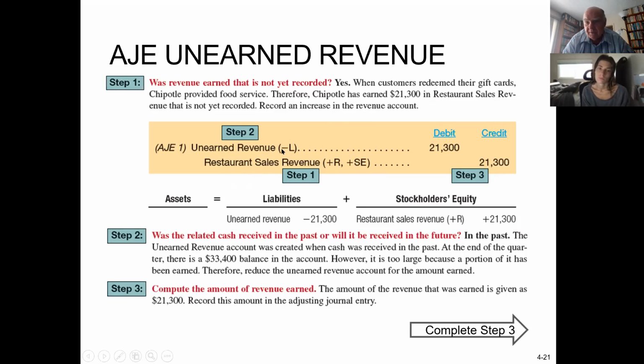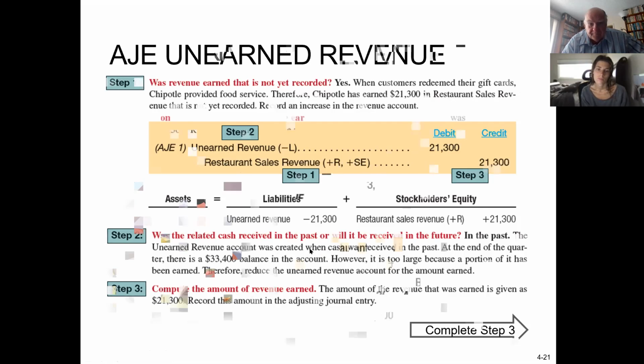We're reducing this liability and we're recording this revenue with a credit. And they're just going through some steps here. The unearned revenue account was created when cash was received in the past. And they're giving us a head start. They're saying at the end of the period, there was $33,400 in this unearned revenue account. That was the unadjusted amount. The month ended, and now we know $21,300 of gift cards were redeemed. So we have to reduce this liability here.